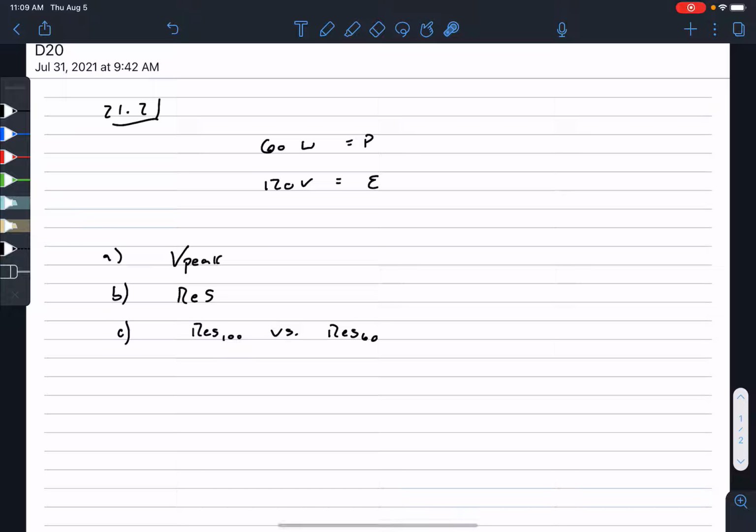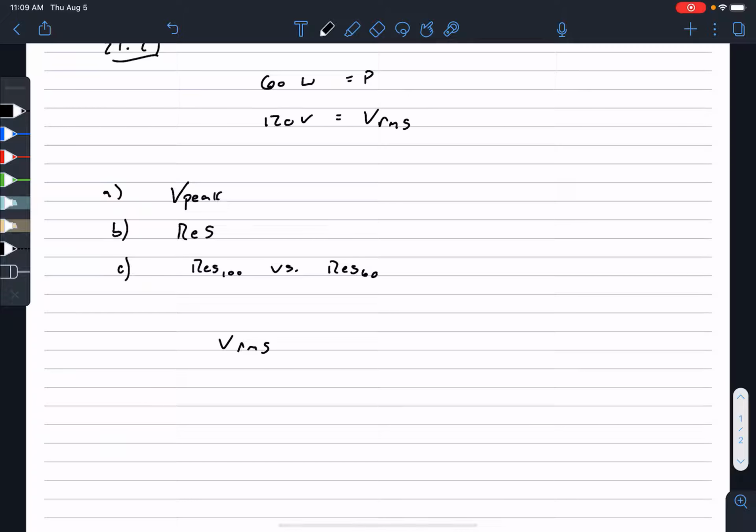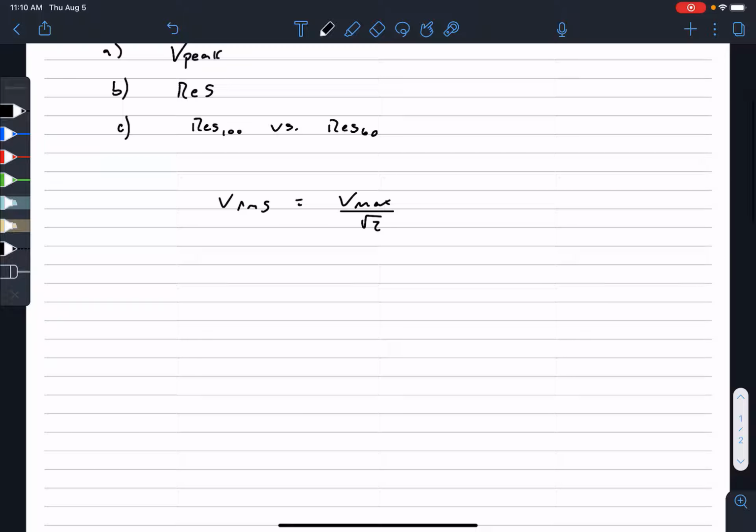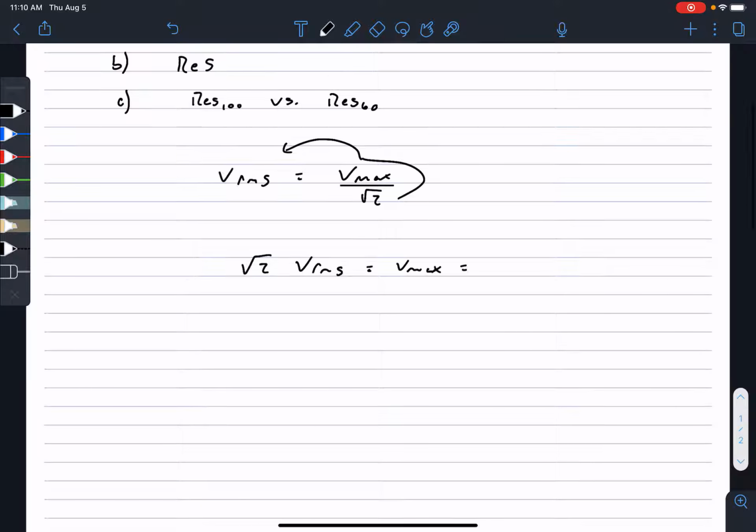Okay, for part A, we're told that the RMS voltage, VRMS, is 120 volts. And so we can just apply this handy formula that we have. VRMS is V max over square root of 2, right? So then we take the square root of 2 times VRMS, and we get V max. That's going to equal 170 volts. Okay, fairly straightforward.